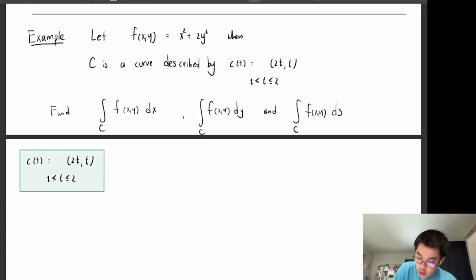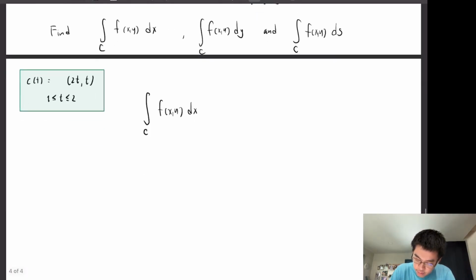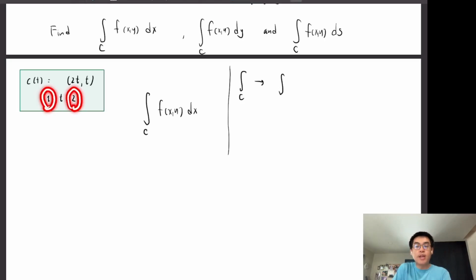All right, and let's start off with the integral over C of f(x,y) dx. So for the first one, I'm going to do it step by step. Okay, I'm going to do it one by one. All right. So the integration over C will become integration from 1 to 2, right? Because the range of t goes from 1 to 2. So when you have integration, you go from 1 to 2 like this.